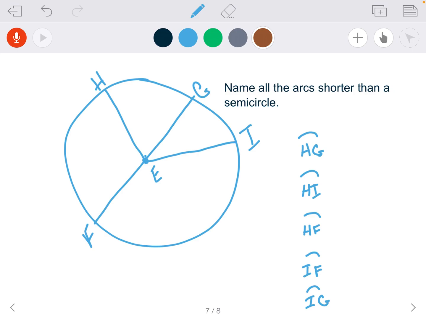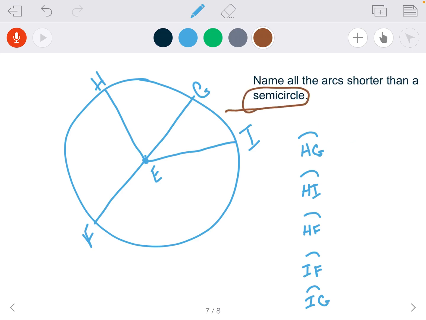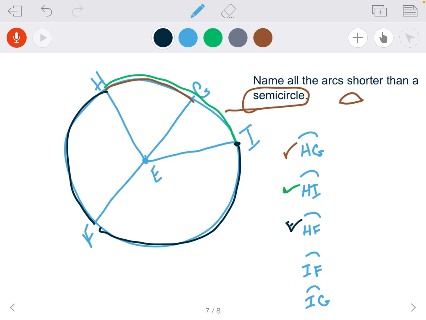Name the arcs. So the arcs that are shorter than a semicircle. Remember, a semicircle is half a circle. So arc HG is right here. HI goes here in the green. HF is here. I'm going the other way now. IF is going from I over to F. That's another arc. And then we finally have IG. So IG is from here over to here in red. So I notice I have 1, 2, 3, 4, 5 arcs.